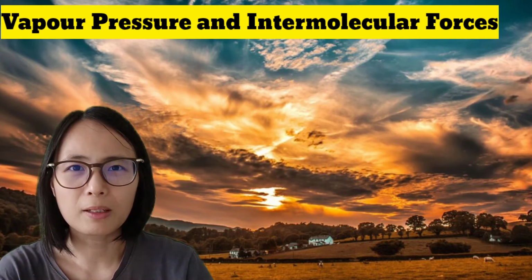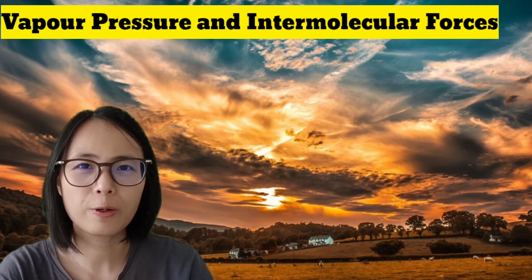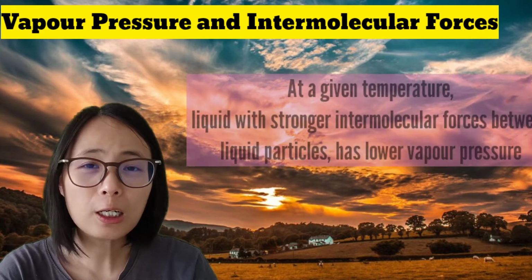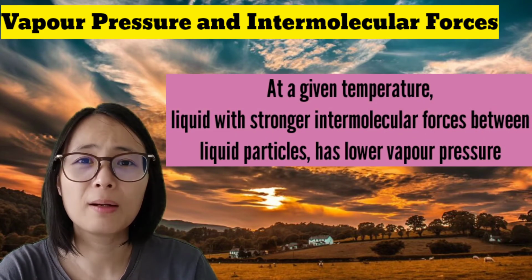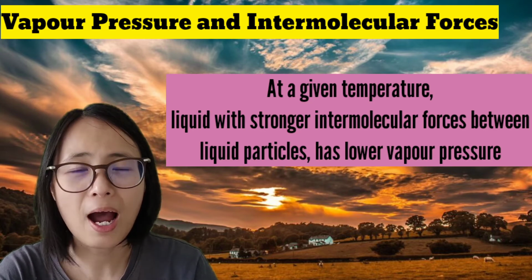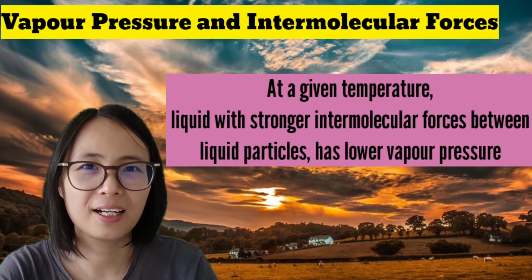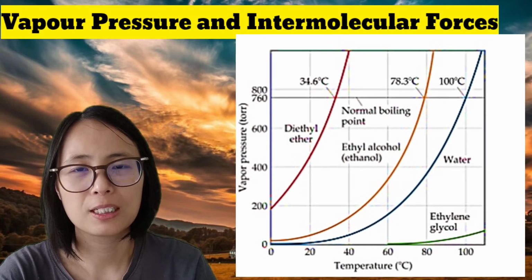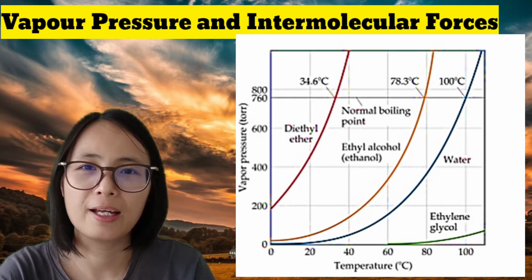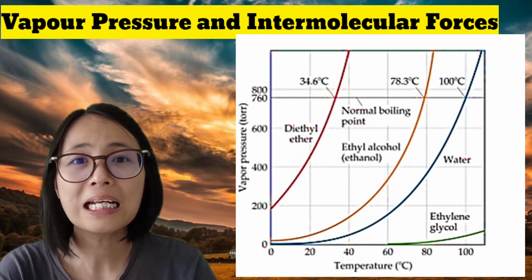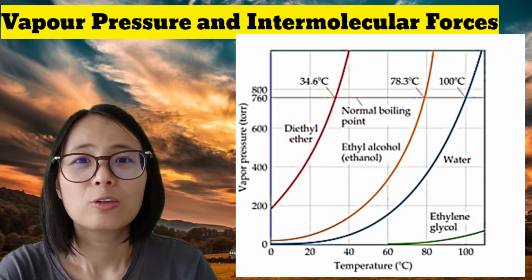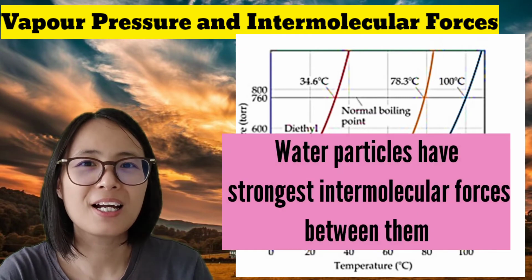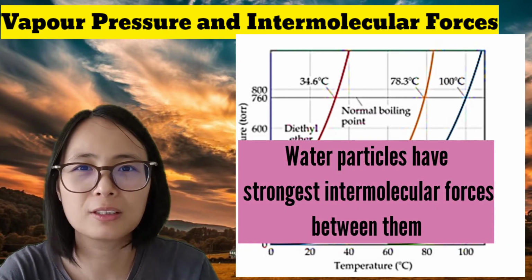In terms of a graph, how do we know which liquid has higher vapor pressure? Again, the same principle holds. The liquid which has stronger intermolecular forces will have lower vapor pressure at a given temperature. For example, in this graph, we have three liquids: diethyl ether, ethanol, and water. Among these three liquids, which liquid has stronger intermolecular forces? Yes, water has stronger intermolecular forces.